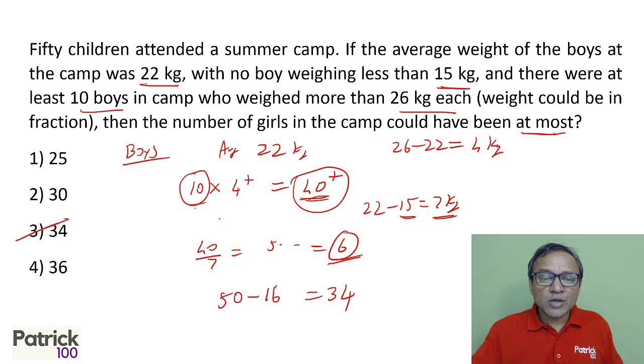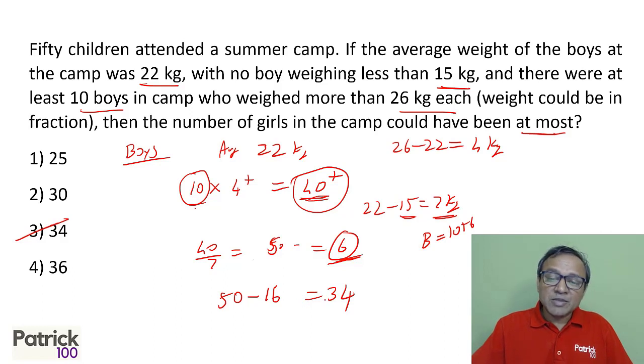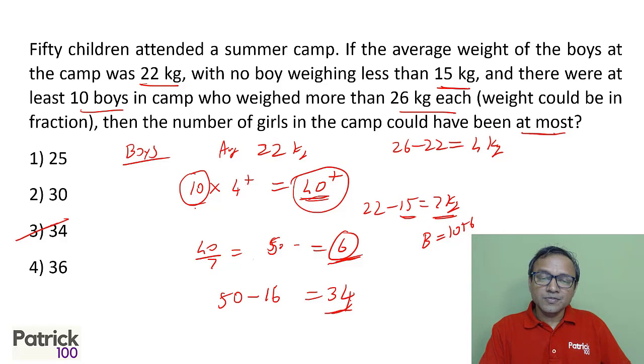So minimum how many students do we require? 40 divided by 7 each, 5 point something. So we'll require 6 students to compensate for that plus 40. Right? So that means there have to be 10 plus 6, 16 boys. So boys will be 10 plus 6, 16, which means automatically the remaining, which will be 34, will be girls maximum. So third.